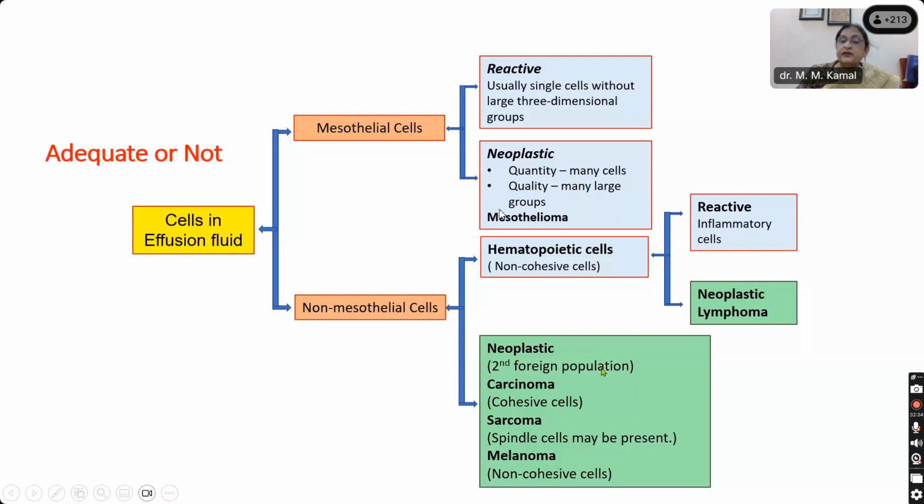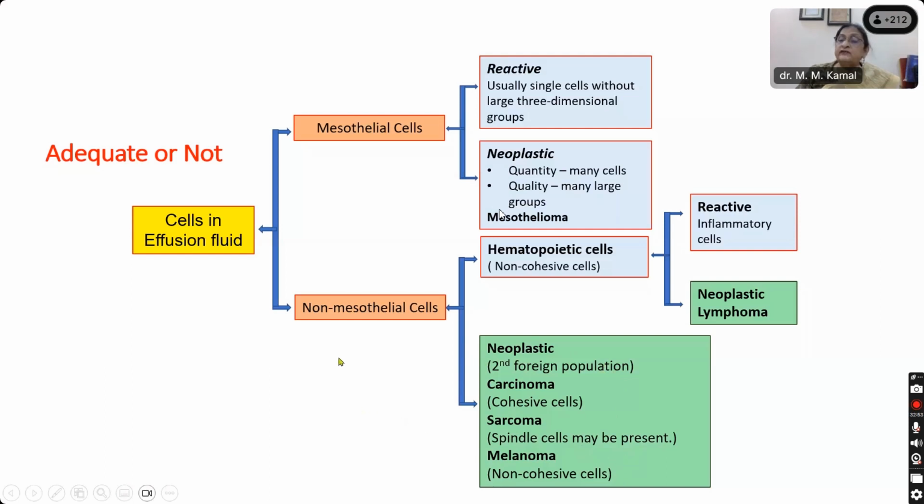This is the second population. Again, everyone just have a look at this. Carcinomas, cohesive cells. Sarcomas will generally be present as single cells, and in the form of spindle cells, they can come as clusters. We'll see in one of the cases. And then you can have the melanoma cells, which can be non-cohesive.